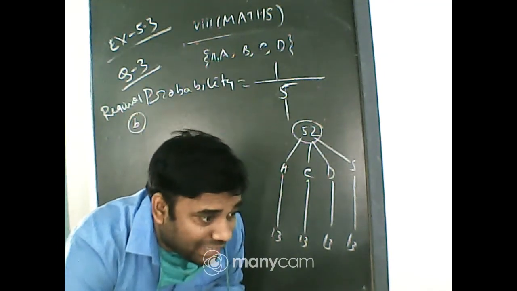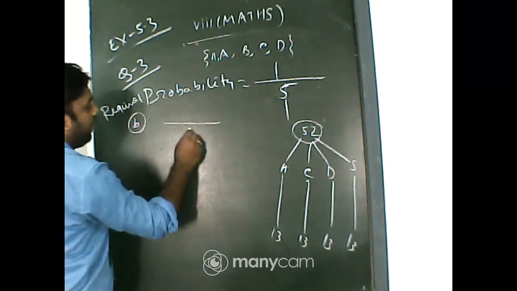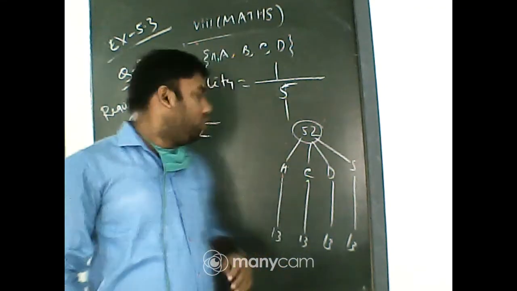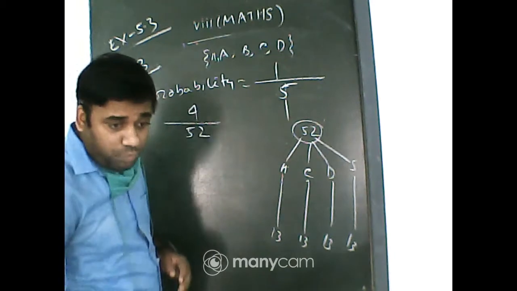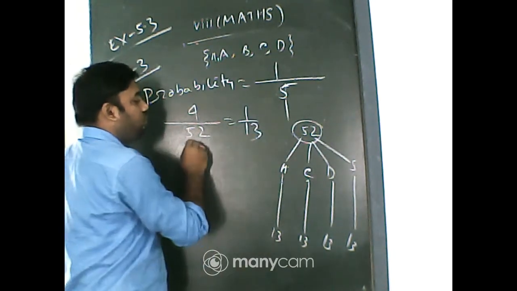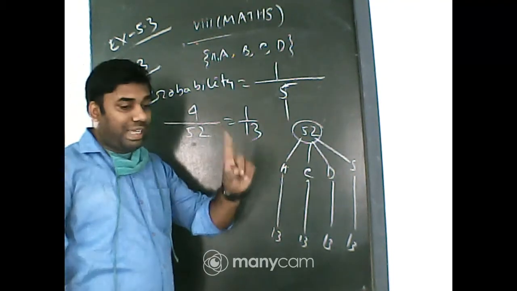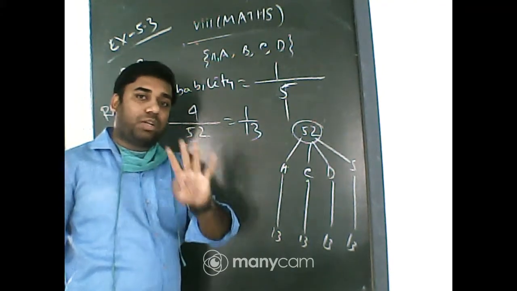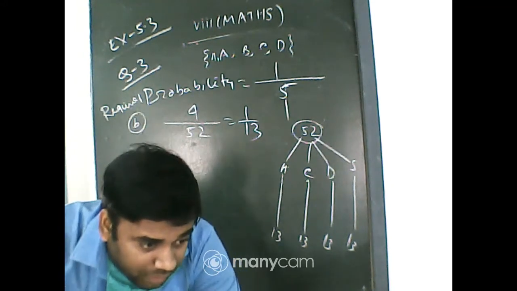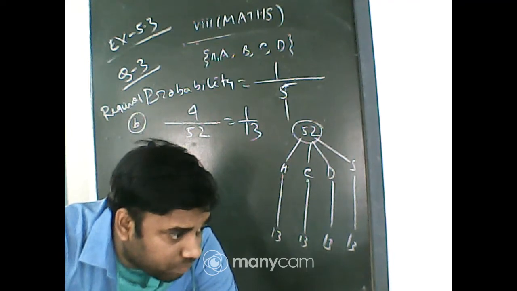there are 4 aces in a deck of 52 playing cards. So the required probability: total number of cards 52. So how many aces are there? 4. So 4 by 52, that equals 1 by 13. It is clear to all of you that each suit has 1 ace, so the total number of aces in a packet of cards is 4. That's why I have written 4 by 52. Okay, very good. Now question number B.